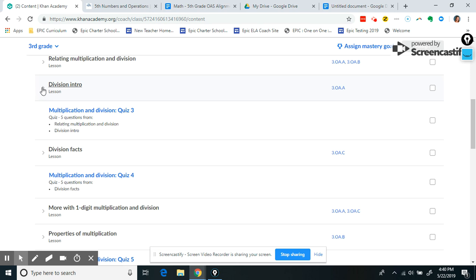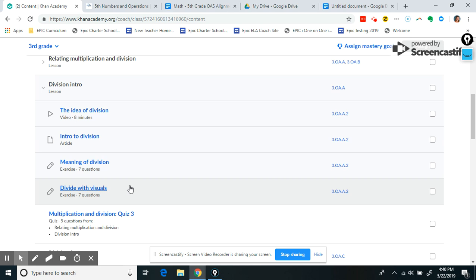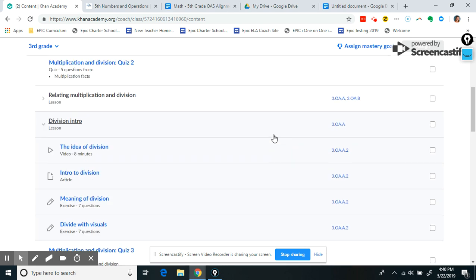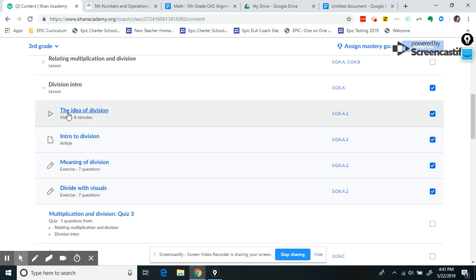So if you'll click on the arrow next to it, it will show you what all is in it. If you click the first large square out to the right, that will auto select all of the things that are in that. In this case, you're looking at one video. The little play symbol means a video. That's about the idea of division. An article about introduction to division, and then two exercises, one that's the meaning of division and one that's dividing with visuals. In those exercises, it will allow them to do a little bit of independent work as well, but it will offer them helps, tips, and then an additional video if they need it.